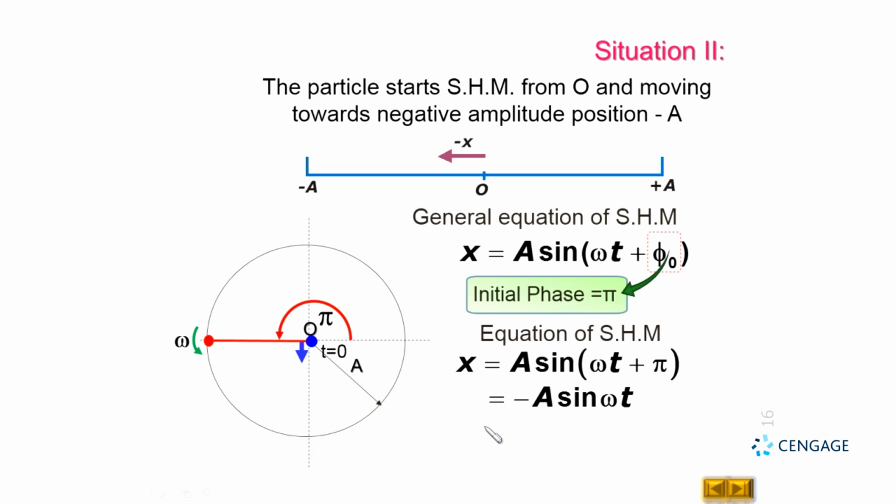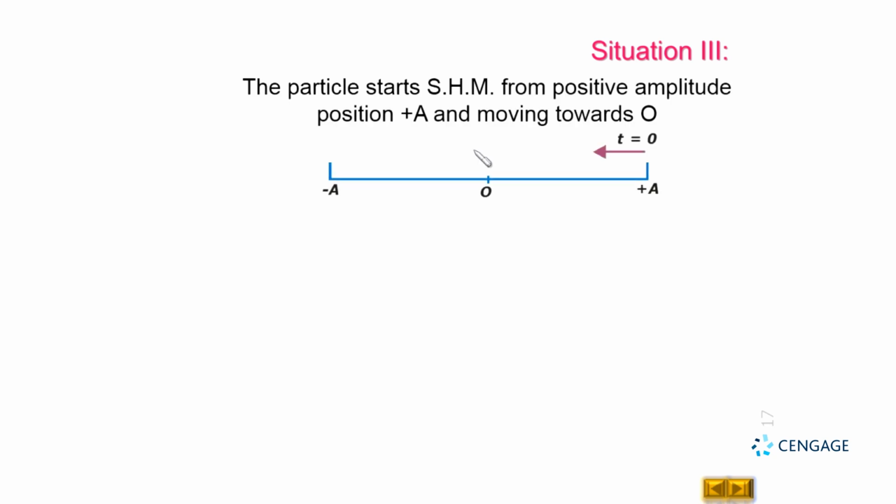So this is the equation of the oscillating particle when it starts oscillating from the mean position and moving toward the negative amplitude direction. Now let us take the third situation. In the third situation, the particle starts SHM from the positive amplitude position and moves toward the mean position like this. Again we need to repeat the same process.